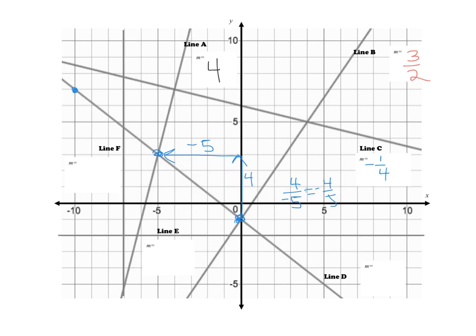Again, if I chose to go down, it would be, whoops, I went down too far, -4, because that's down, to the right 5, you still get -4/5. So the slope for this one is -4/5.